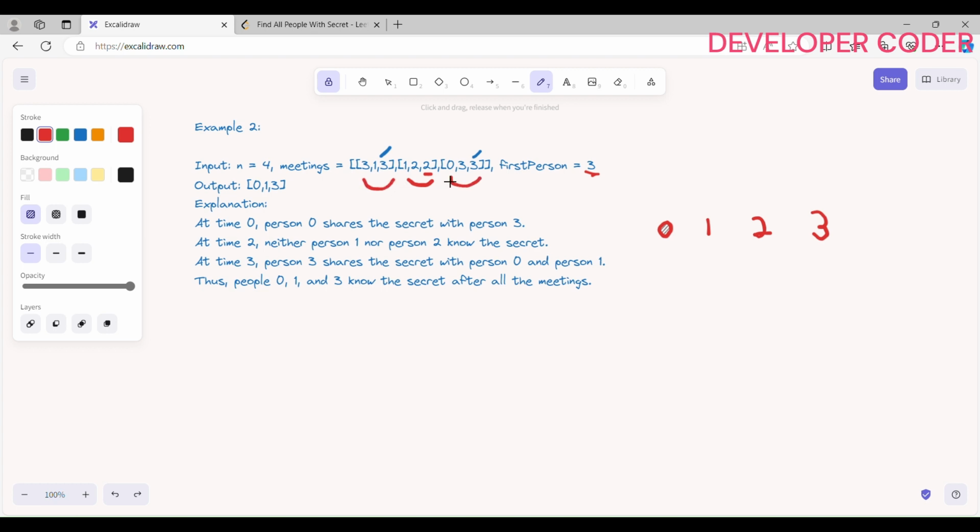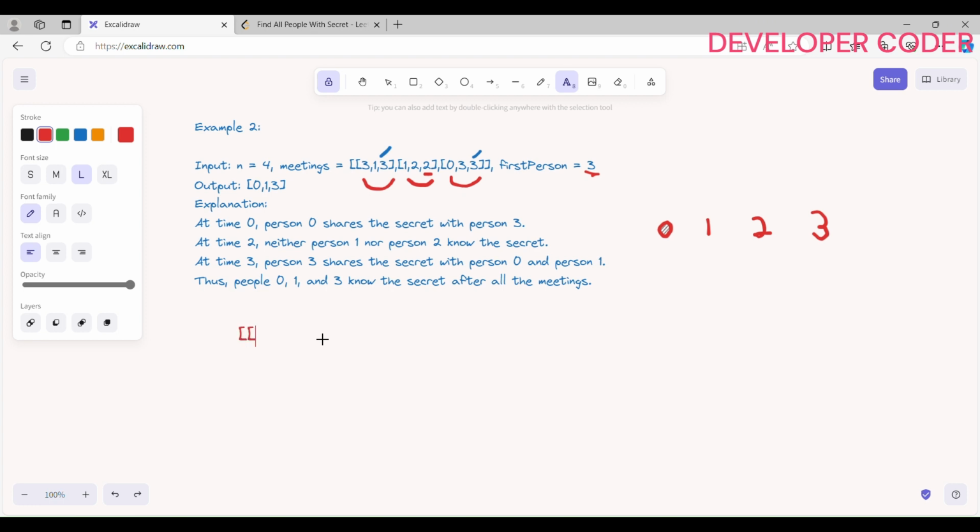Let's do one thing. Let's sort this array based on the start time. One thing is clear from here, that first this meeting is going to be conducted, so we have to check for this particular meeting if the people are going to share the secret in this meeting or not, because this meeting is going to be conducted first. Let me sort it.